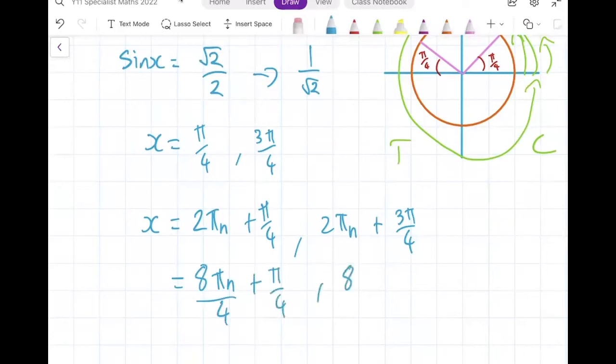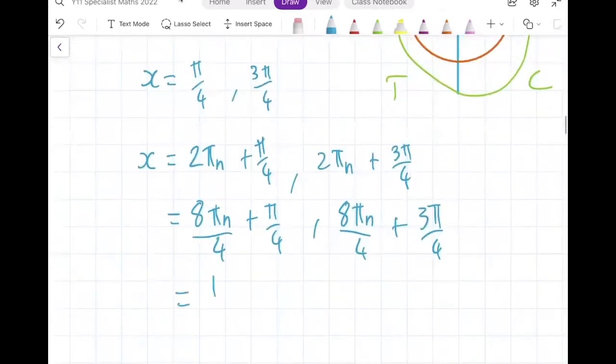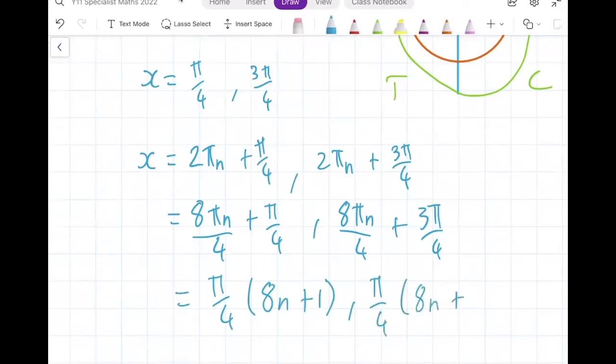Then this is going to become 8 pi n over 4 plus 3 pi on 4. So if I take pi on 4 out the front, that's going to give 8n plus 1. Same idea here, that's going to become 8n plus 3. So I've got my two solutions here. Yep, 8, that makes sense.